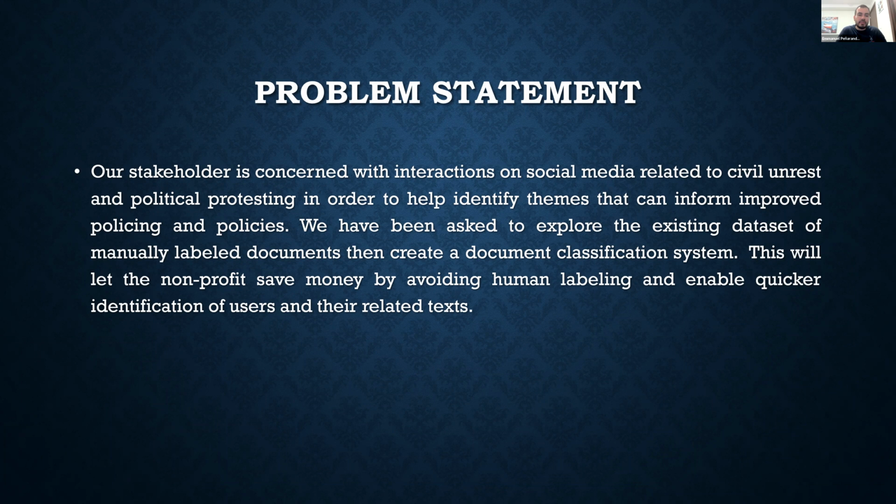So the first is the problem statement. I'm just going to read it briefly to you. Our stakeholder is concerned with interactions on social media related to civil unrest and political protesting in order to identify themes that can inform improved policies and policing. We have been asked to explore the existing data set of manually labeled documents to create a document classification system that will let the nonprofit save money by avoiding human labeling and errors, of course, by enabling quicker identification of users and their related text, right? So this is going to be our goal information.